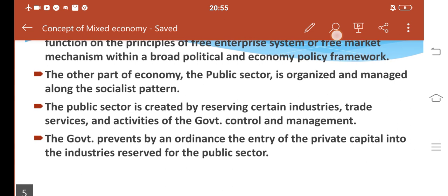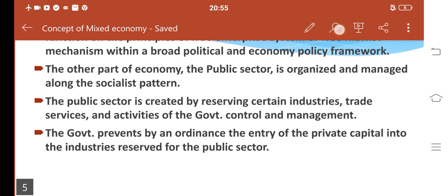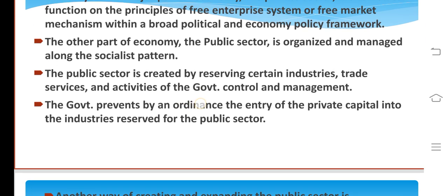Okay, one more important thing is that the government prevents, by an ordinance, the entry of private capital into the industries reserved for the public sector. How? I will explain this. Here I want to ask one more question: if I talk about defense, like the army, can it be run by the private sector? Do you think so? No, because the main motive of the private sector is to earn profit. They are not doing any business for the welfare of society. Only the government is doing businesses for the welfare of society. So that's why we can say it is already decided which types of businesses would be in the hands of the government and which types of businesses are performed by the private sector. Okay, fine.